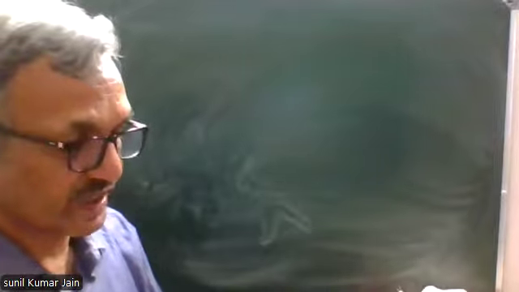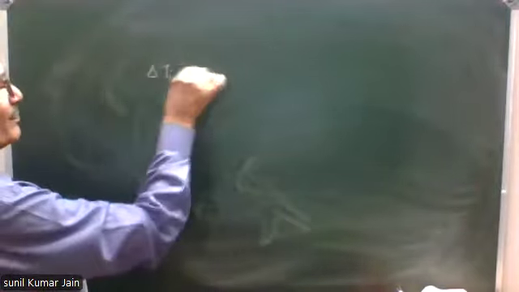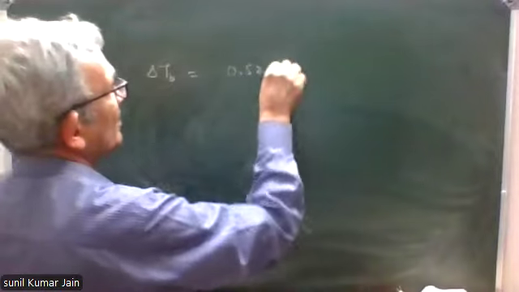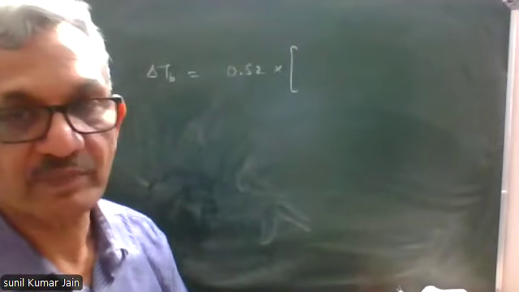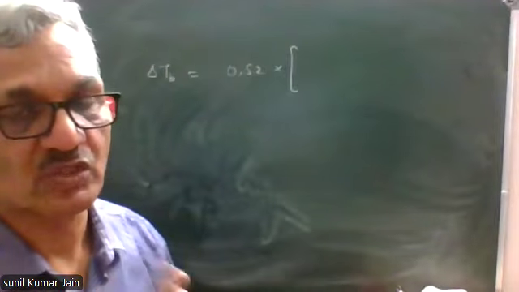Calculate the boiling point of the solution containing 5.3 grams of sodium carbonate and 5.85 grams of NaCl dissolved in 200 grams of water. Kb of water is 0.52. So delta Tb will be equal to Kb, 0.52, into 5.3 grams of sodium carbonate. Please be very attentive whilst I'm solving this numerical.